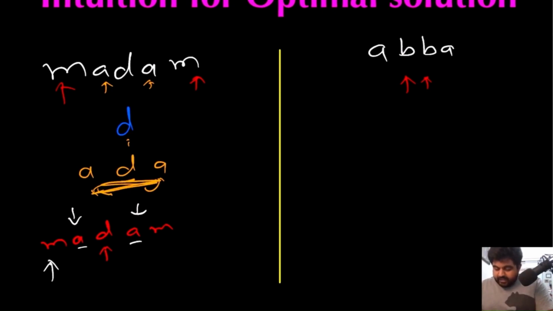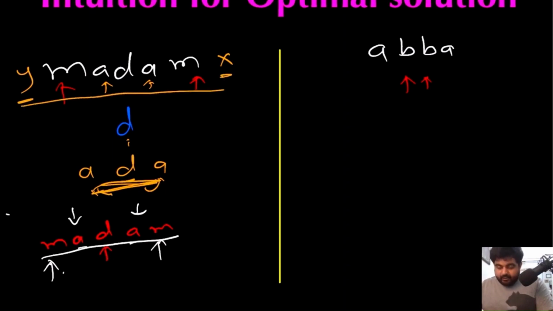And again, after adding this MM, the whole thing remained a palindrome because they both had the same value. Now in this case, if I extend and add a value that looks like X and Y over here, this X and Y is actually not the same. So this whole thing will not be a palindrome, but this middle portion will actually be a palindrome.